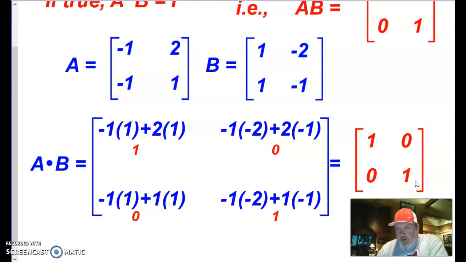So what this verifies or proves for us is that B is the inverse of A. We could flip-flop that too. We work backwards. We could say that A is the inverse of B. But for this case, they want us to verify B is the inverse of A. So A times B, 1, 0, 0, 1. So we're good.